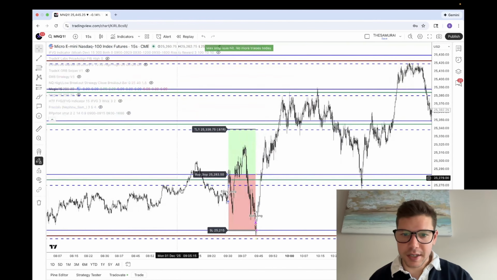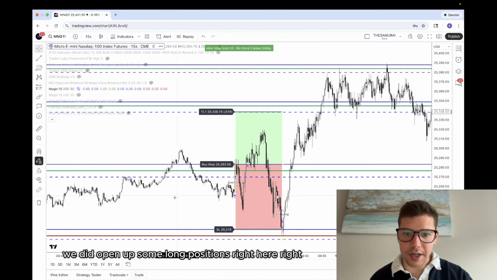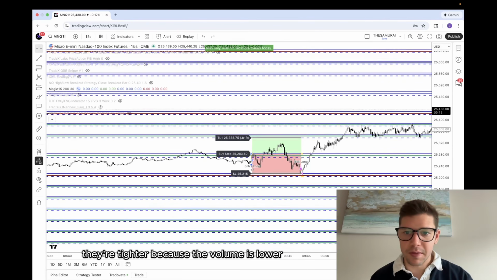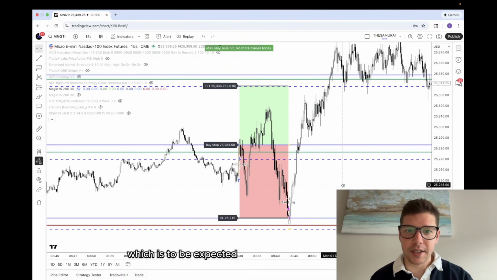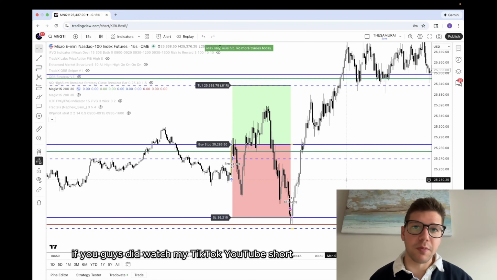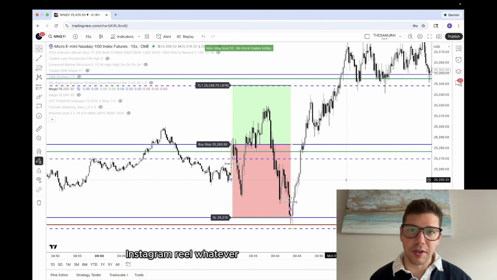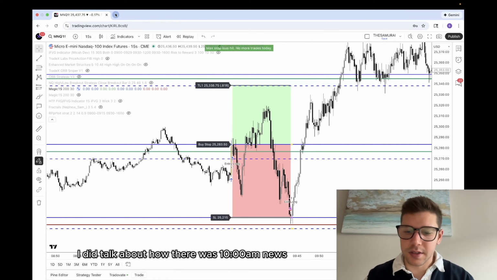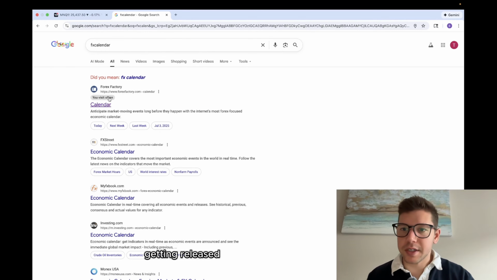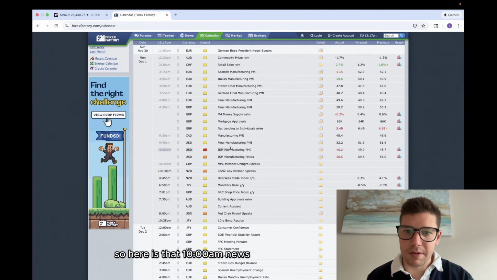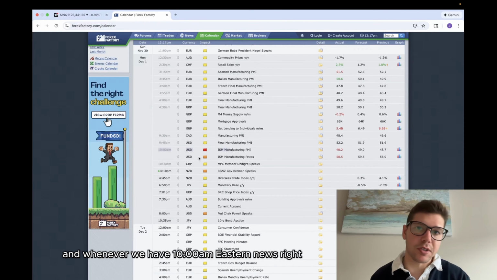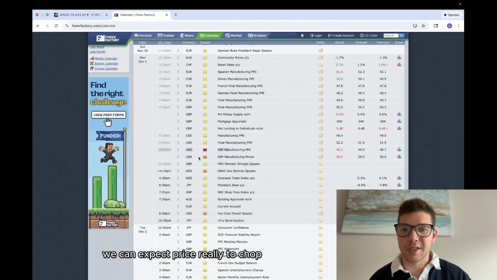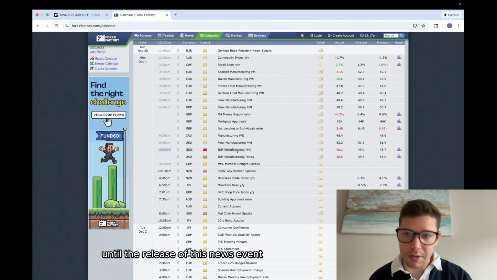As you can see, today we did open up some long positions here. The pivots are a little bit tighter than they normally are. They're tighter because the volume is lower, which is to be expected in December. However, if you watched my TikTok, YouTube short, or Instagram reel, it's the same one across all platforms, I talked about the 10 a.m. news getting released right here. Whenever we have 10 a.m. Eastern news, or really any red folder event after the 9:30 open, we can expect price to chop until the release of this news event.